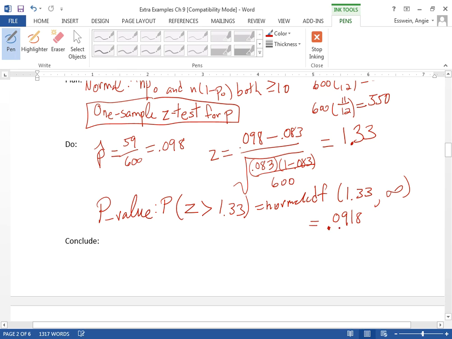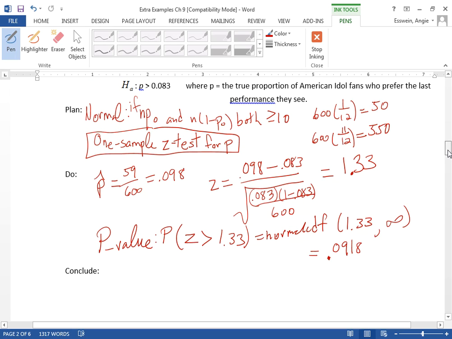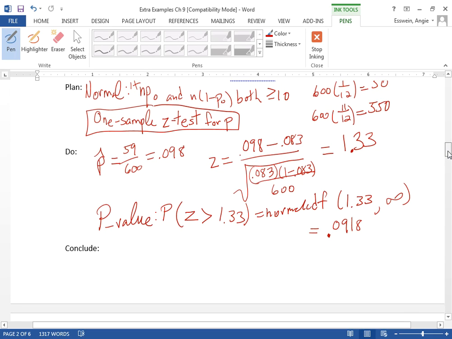H naught. Do we get to reject H naught? We do not. In other words, that difference could have happened by random chance. It's not so extreme that we have to worry, because there's a 9% chance that we could have gotten that result randomly. So it's not unusual, and that difference isn't big enough. We would need a higher z-score for the difference to be like, okay, yeah, there is a preference.